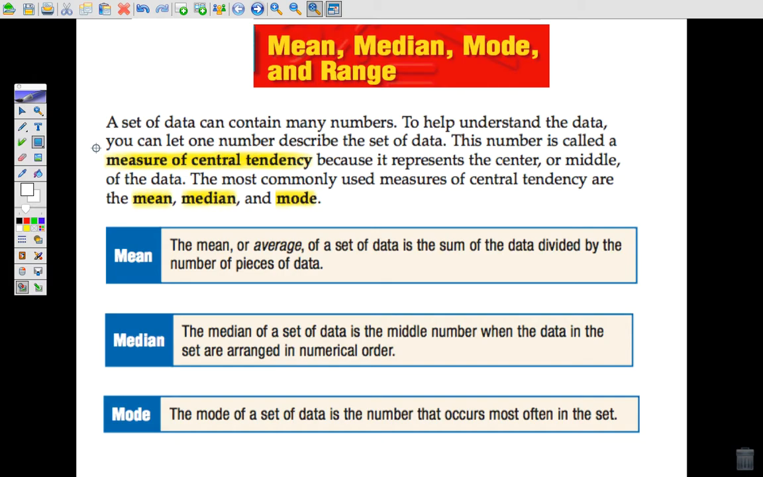So as part of our stats unit, we want to make sure that we go back and revisit these because having a measure of central tendency is important, and as you move forward, it gets more involved, and there are some other things that we have to take into consideration, but it all starts with these basics: mean, median, mode, and then eventually we'll get into range.